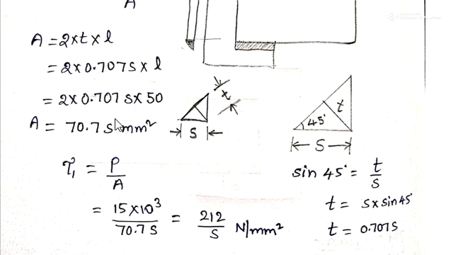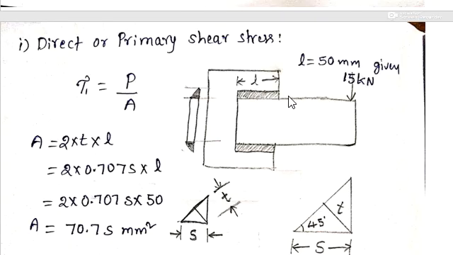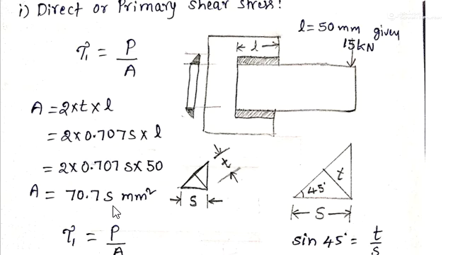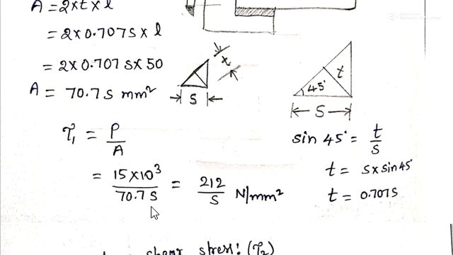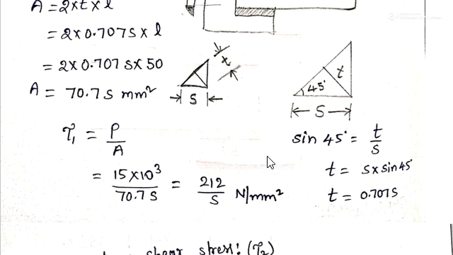That we have written here into L, and L is the given length of the weld, 50 mm in the question. If you simplify that, you get 70.7 times S mm square, that is the area. If we substitute in the formula tau 1 equals P by A, that is 15 into 10 to the power of 3 by 70.7 S, and simplifying we get 212 by S Newton per mm square. This is the direct or primary shear stress.